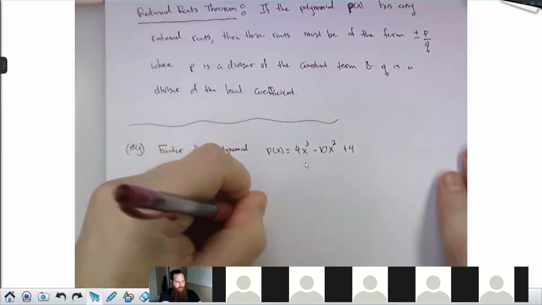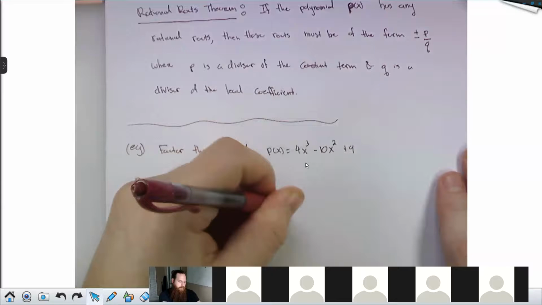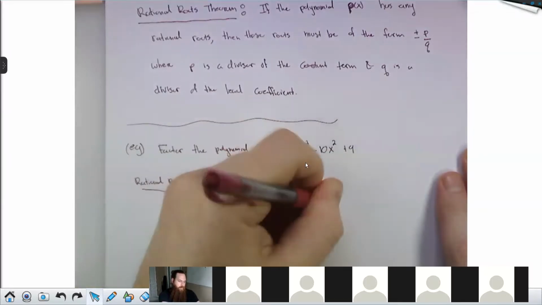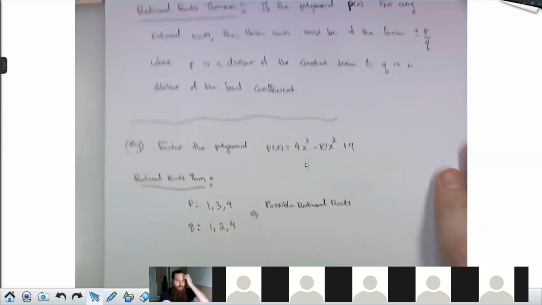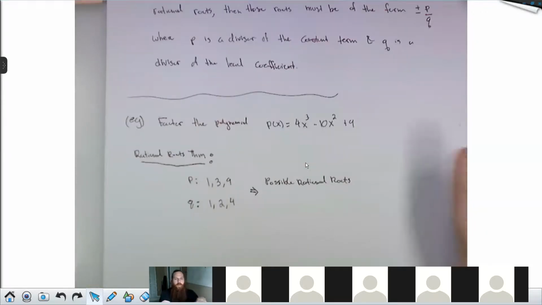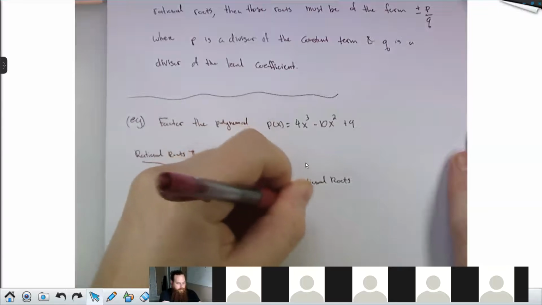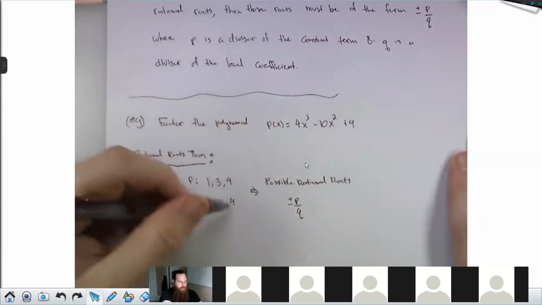Therefore, the possible rational roots, and remember what rational means. It means a ratio of whole numbers. So not like the square root of 2 and not like i, just nice roots. Possible nice roots are plus or minus p over q, where p comes from this list and q comes from this list.